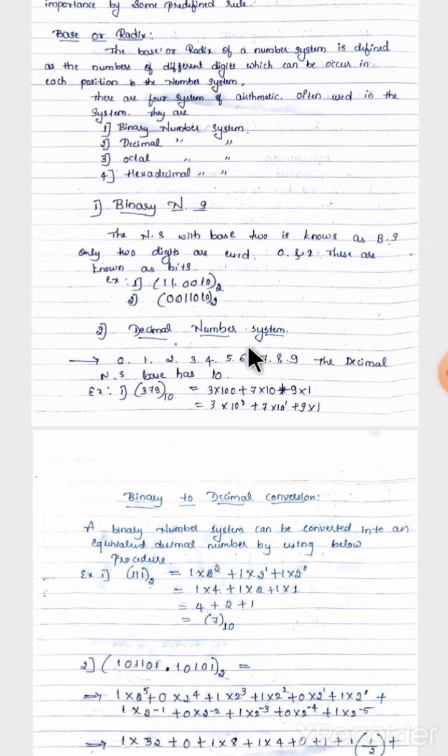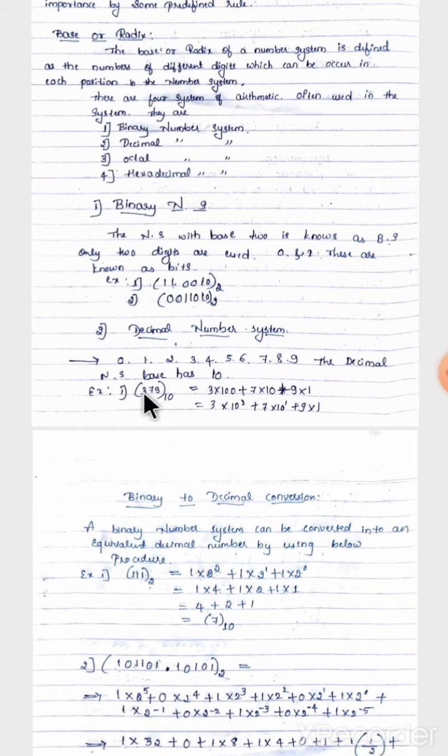Next one is the decimal number system. So what do you mean by decimal? Decimal is 10, so 0 to 9. 0, 1, 2, 3, 4, 5, 6, 7, 8, 9 means how many numbers? 10 numbers. So these 10 numbers form the decimal number system, having base 10.